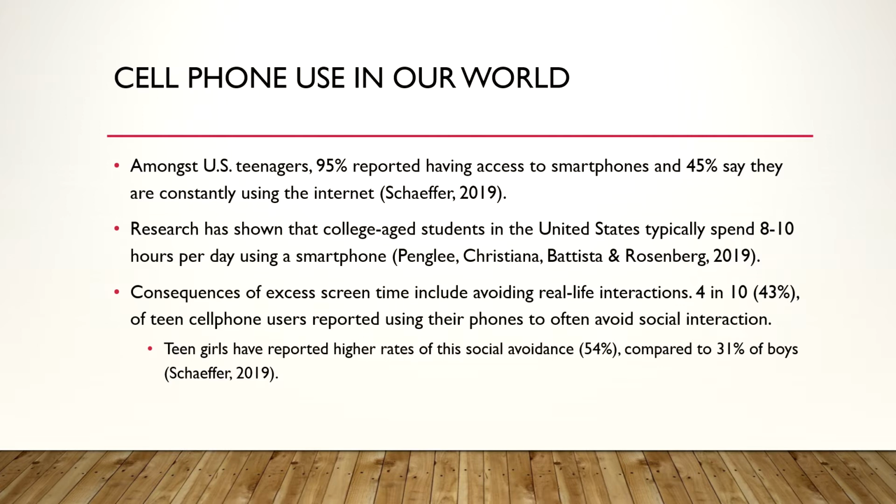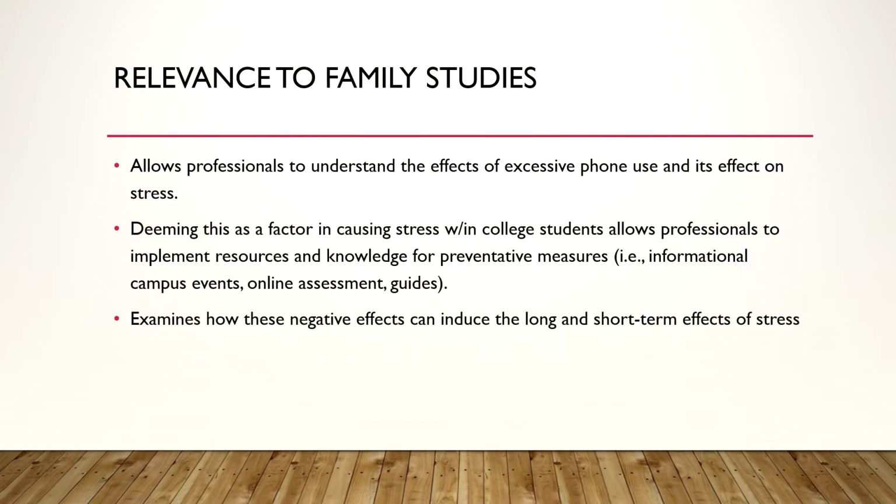These consequences include avoiding real-life interactions. 4 in 10 teen cell phone users reported using their phones to often avoid social interaction. There are also differences in genders. Teen girls have reported higher rates of this social avoidance tactic at 54%, as compared to 31% of boys.